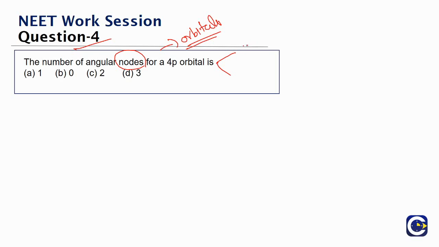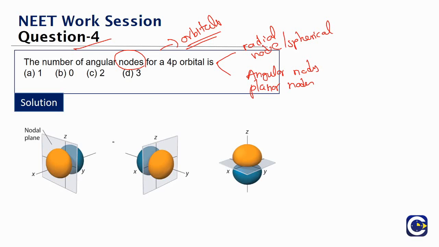One is what we call a radial node or a spherical node. The other one is angular nodes, which are also called planar nodes. Here the question is about finding the number of angular nodes of the 4p orbital. Generally, when we look at a p orbital, it will have a double lobed shape.